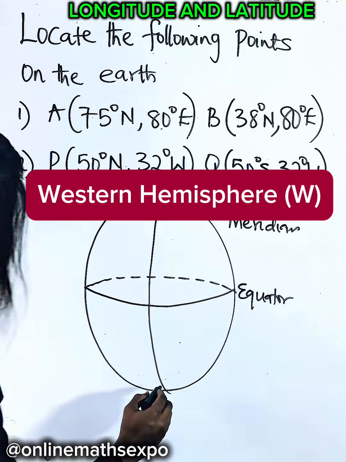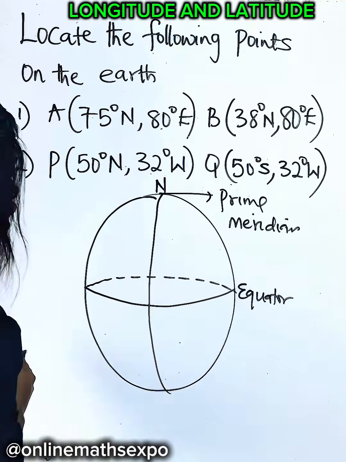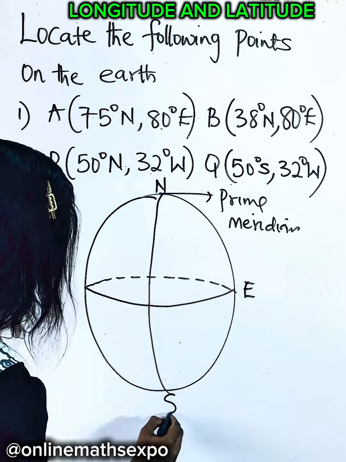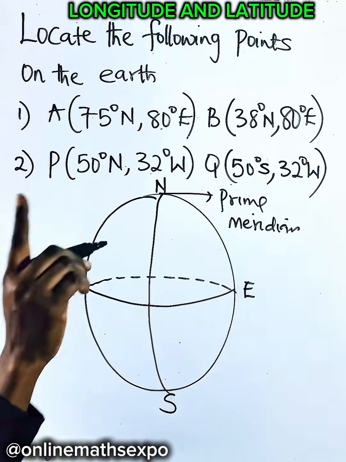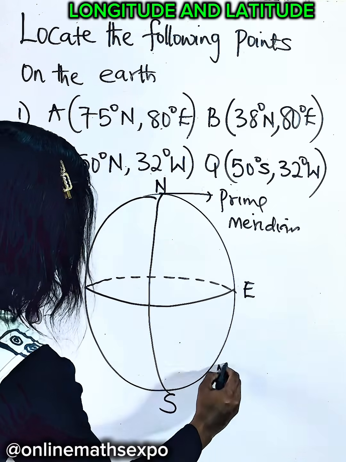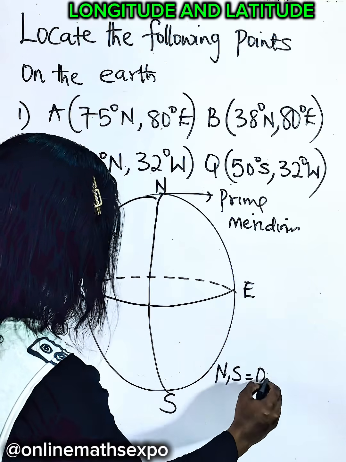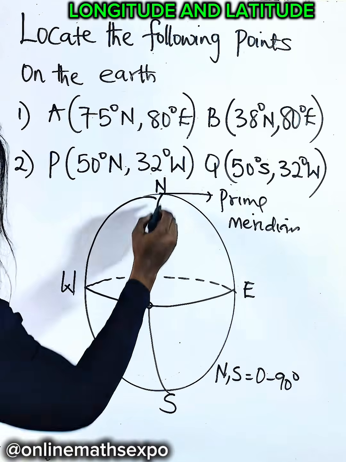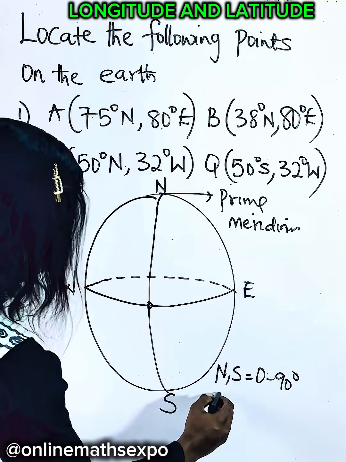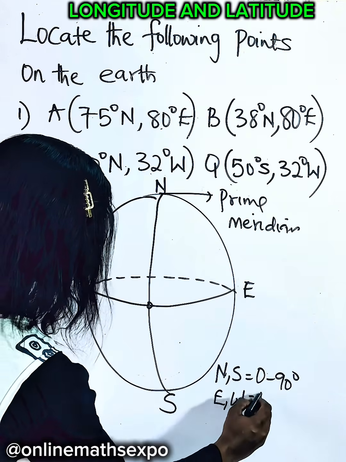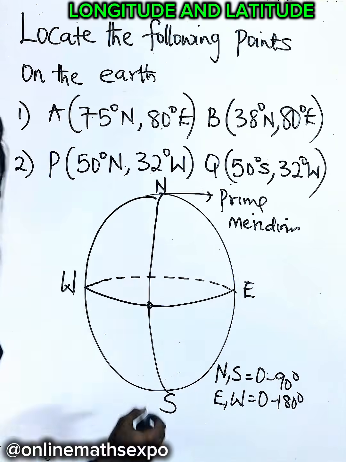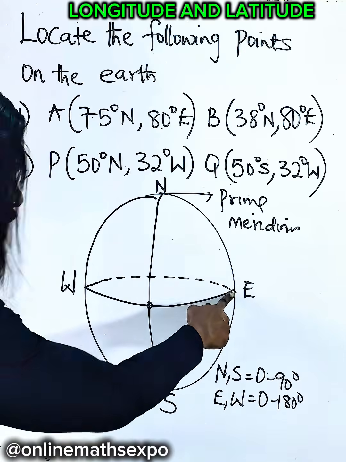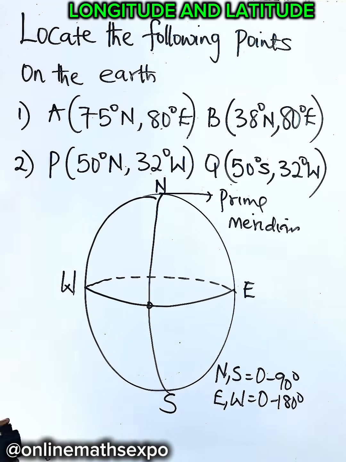What it means is that if you want to label, here is your north, here is your east, here is your south, and here is your west. Also remember that the north and the south measure from 0 to 90 degrees. Remember, this is 0. If you move up to 90, go down is 90. Then our east and the west measure from 0 to 180 degrees. This is 0. You go this way. The maximum here is 180. You also have here as 180.